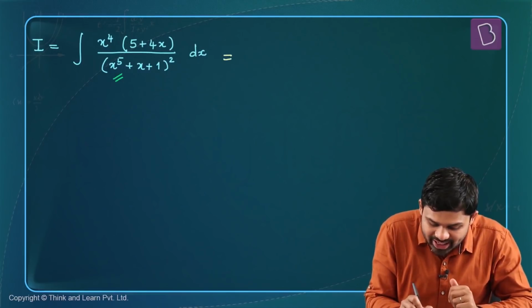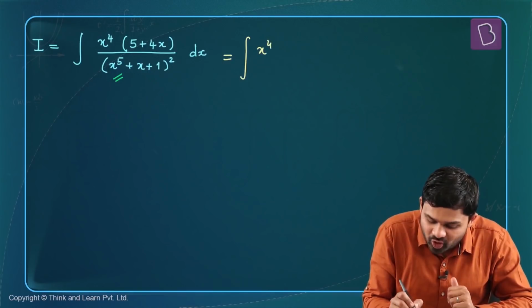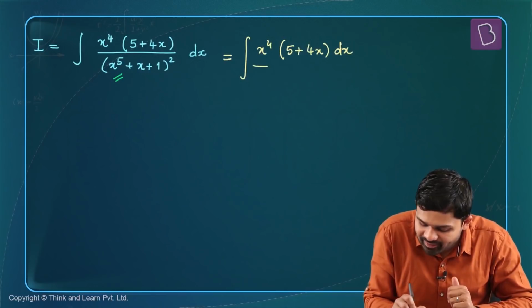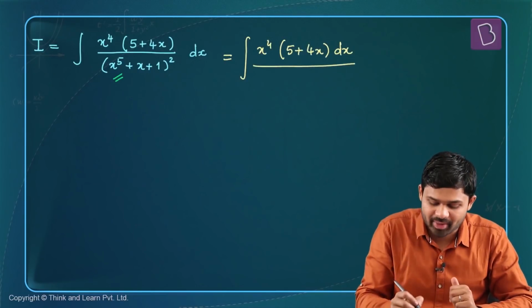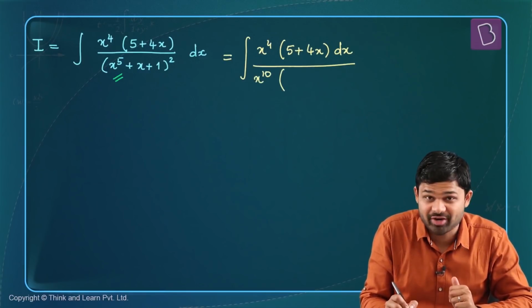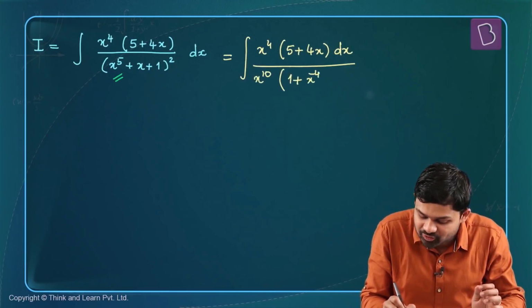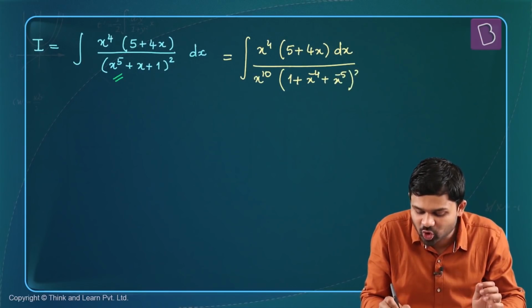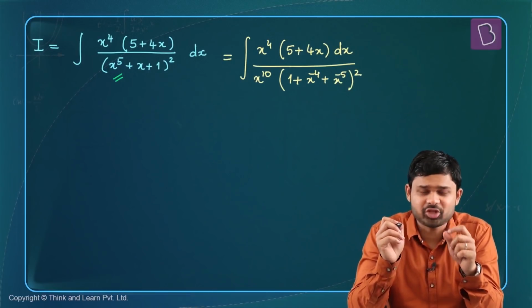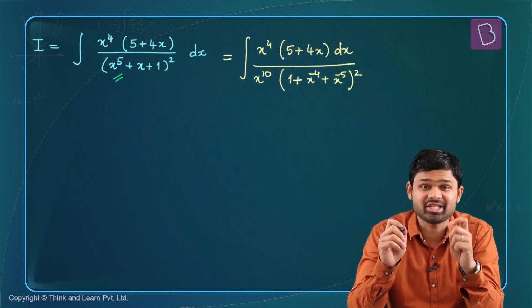So the first thing I do is take x power 5 common out of the square in the denominator. So I get x raised to 4 times 5 plus 4x dx divided by, when I take x raised to 5 common out, because there is a square, it becomes x to the power 10, and then I have x raised to 5 divided by x raised to 5, which is nothing but 1 plus x raised to minus 4 plus x raised to minus 5 the whole square. Now the derivative of 1 plus x raised to minus 4 plus x raised to minus 5 will have x raised to minus 5 and x raised to minus 6.